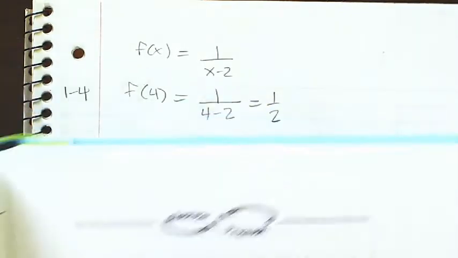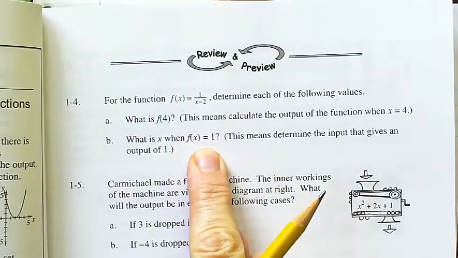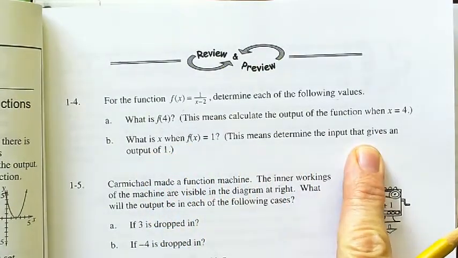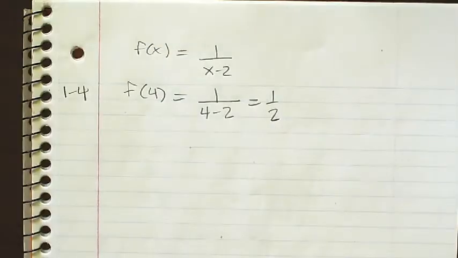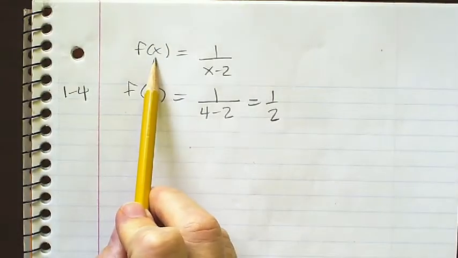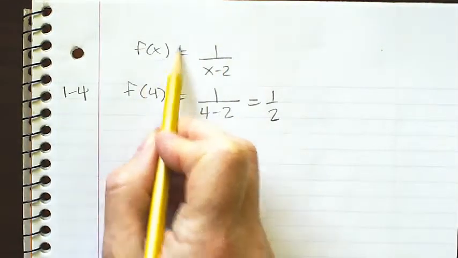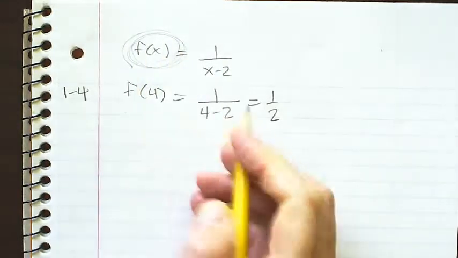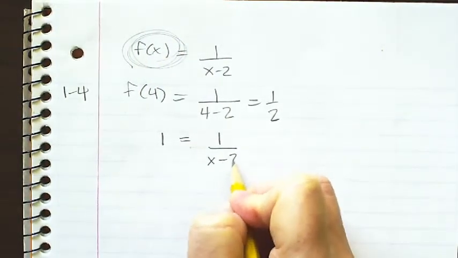And then the second part says, what is x when f of x is 1? So that means you're getting the input that gives you an output of 1. So instead of substituting 1 for x, I'm going to substitute 1 for f of x, for the output. So then 1 equals 1 over x minus 2.